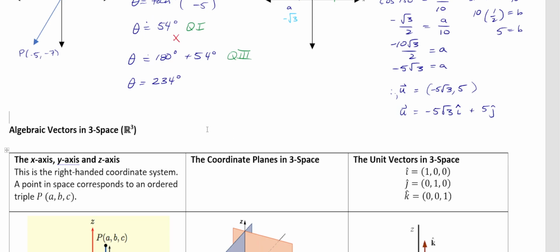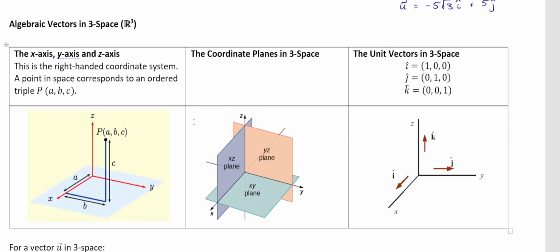But now we're going to look at algebraic vectors in 3 space. So we've got the x-axis, the y-axis, and the z-axis as well. And we have ordered triples, x, y, and z. We have 3 planes. We've got the xy plane, which is sitting on the floor here, so to speak. And then the 2 walls are the xz plane and the yz plane. Okay, and we still have unit vectors along the x direction, along the y direction, but also along the k direction, which is along the z-axis as well.